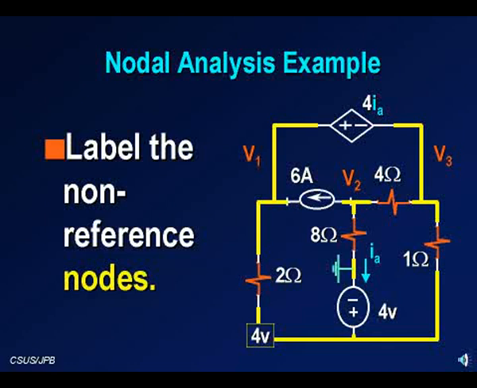Next, we label all other nodes beside the reference node. Note I put 4 volt on the bottom node. V1, V2, and V3 are my unknown node voltages for this problem.